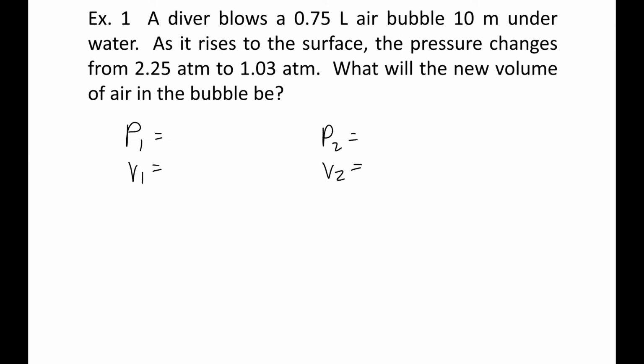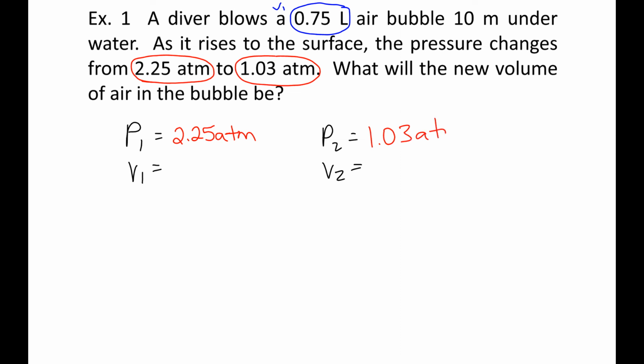A diver blows a 0.7 liter air bubble. Well, we've got a volume here. Okay, my thing is messing up. So that's V1. 10 meters underwater. As it rises to the surface, the pressure changes from, now it's giving you two pressures. Changes from that one. So there's our P1. So I'm going to go ahead and write it there, 1.03 ATM. And I'm going to go ahead and put our V1, 0.75 liter. And then it says, what will the new volume be?